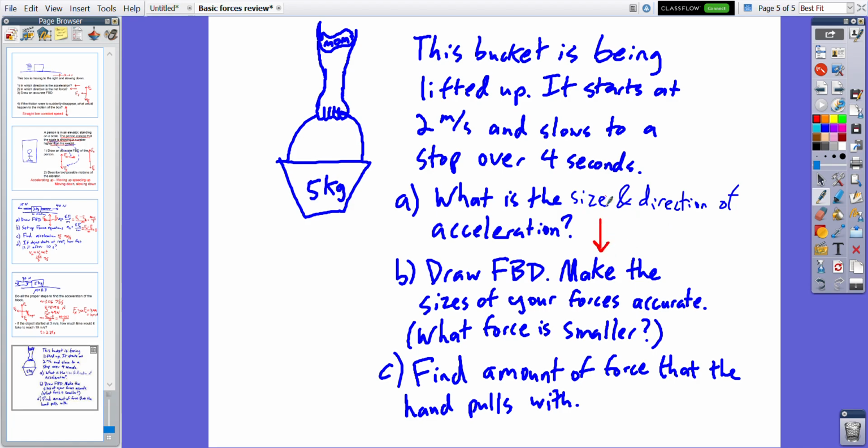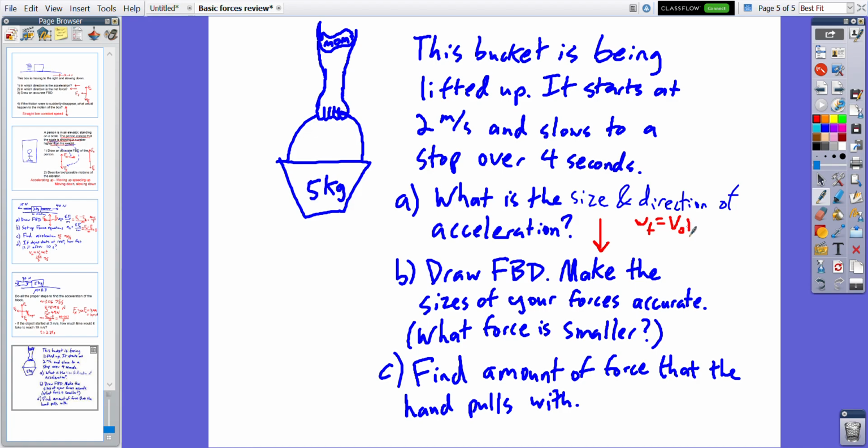The size I need to calculate using your kinematic equations, either the velocity equation, position equation, or timeless equation. Looks like it does involve time. Looks like I have two velocities, so I'm going to use the velocity equation. Vf is equal to v naught plus at.